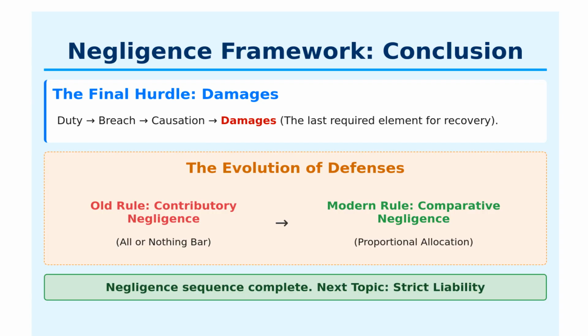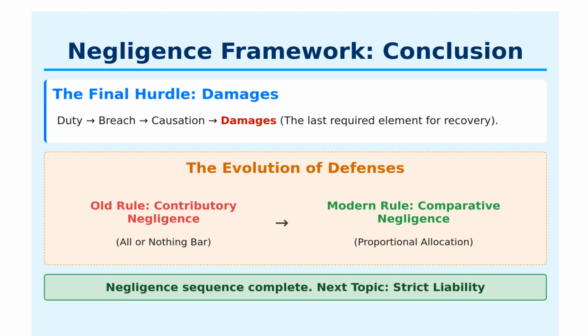We have now completed the full analysis of negligence. Remember, after successfully proving duty, breach, and causation, the plaintiff must clear the final hurdle, proving legally recognized damages. Once damages are established, the focus shifts entirely to the defendant's affirmative defenses, specifically concerning the plaintiff's own conduct. The landscape here has dramatically evolved.